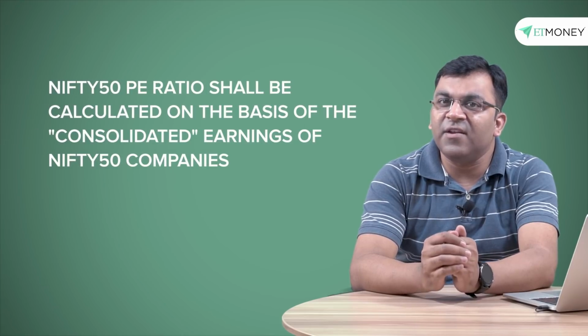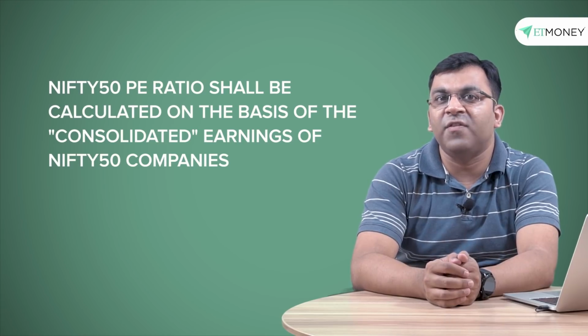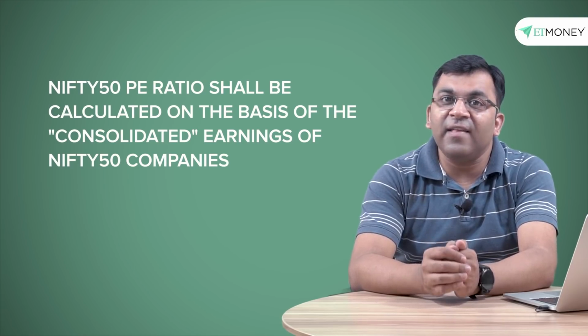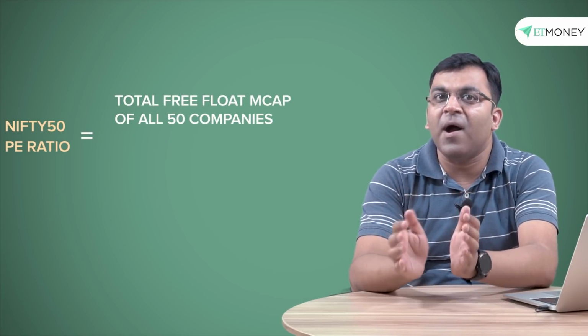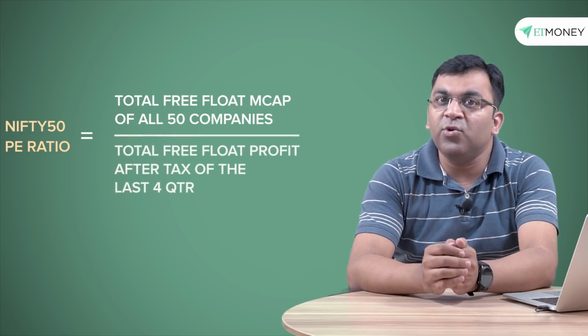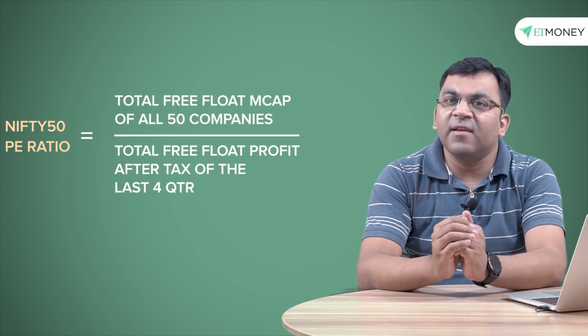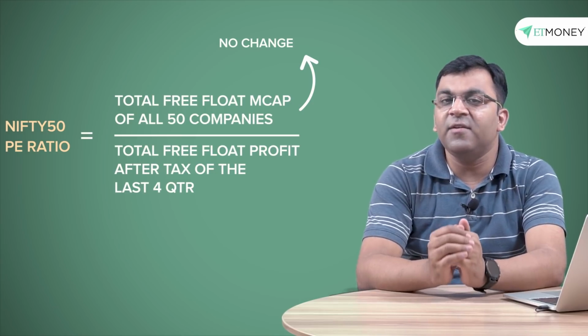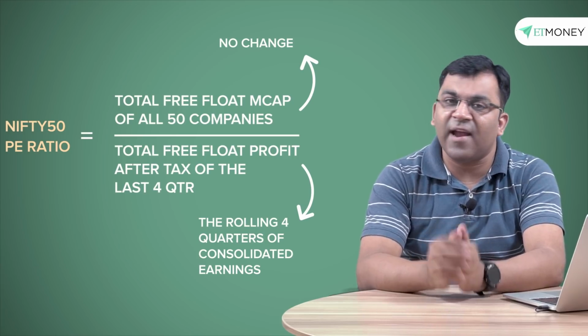Under the new system, the Nifty PE ratio shall be calculated on the basis of the consolidated earnings of the Nifty 50 companies and not against the standalone numbers, which was the practice for many years. So to put it in a formula, the NSE computes the Nifty 50 PE ratio as the total free float market capitalization of all Nifty 50 companies divided by the total free float profit after tax of the trailing 4 quarters. Which means while there is no change in the numerator, the denominator will now consider the rolling 4 quarters of consolidated earnings instead of the standalone earnings.